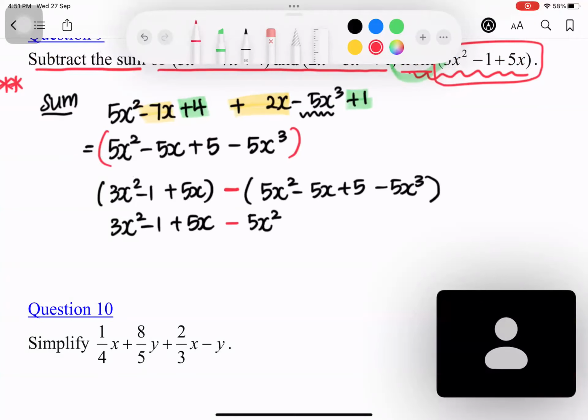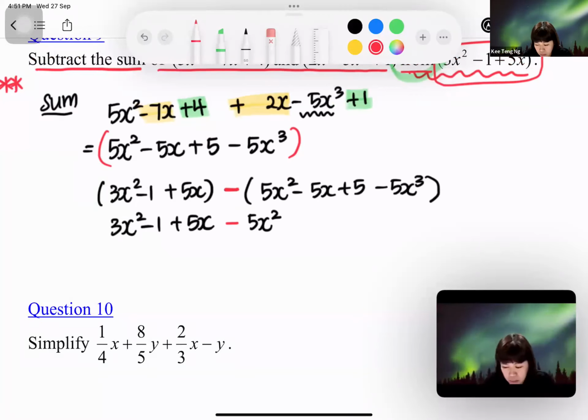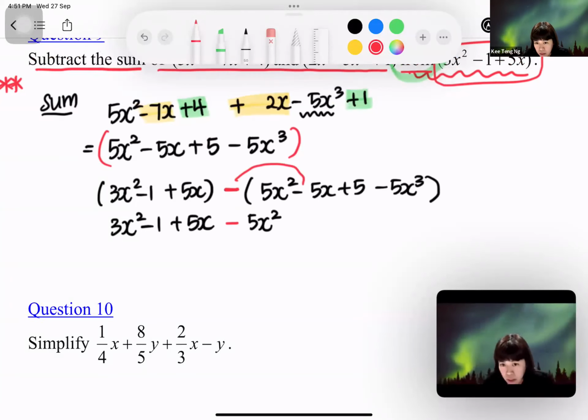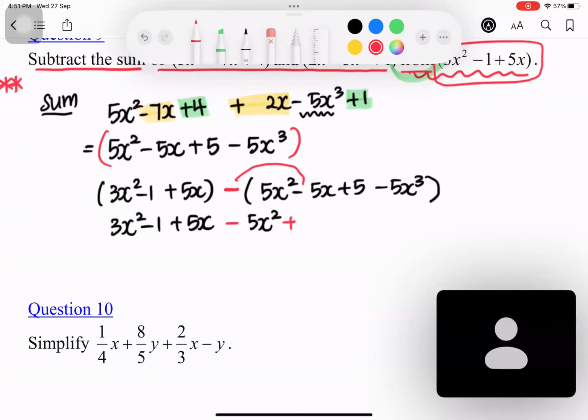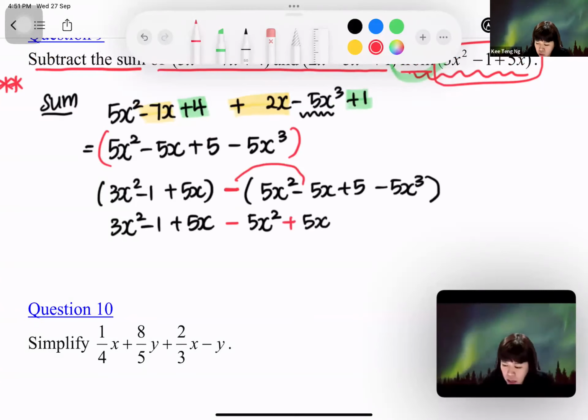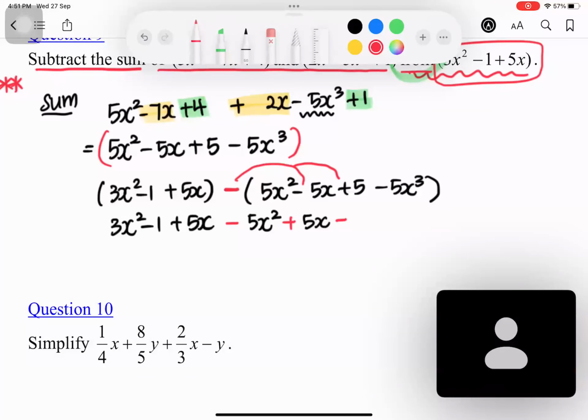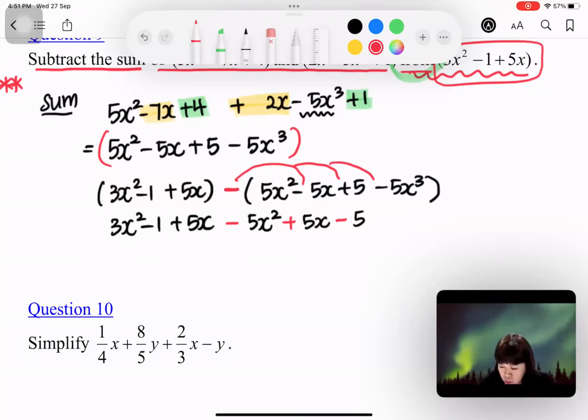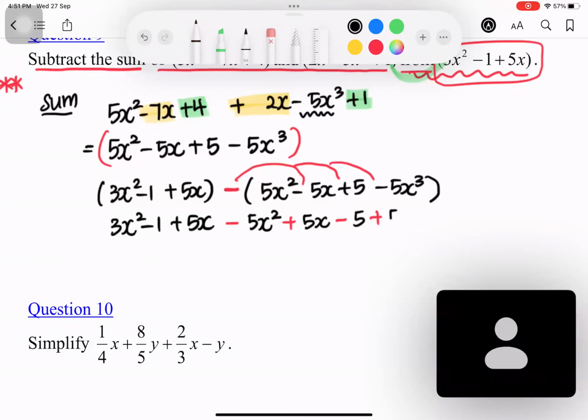Then after that, the second one? What's the sign? The negative here becomes positive. Positive how much? Positive 5x. Then continue. Negative 5. Then the last one, positive 5x cubed, right? Yeah. Thank you very much.